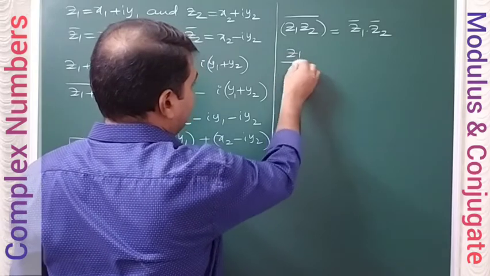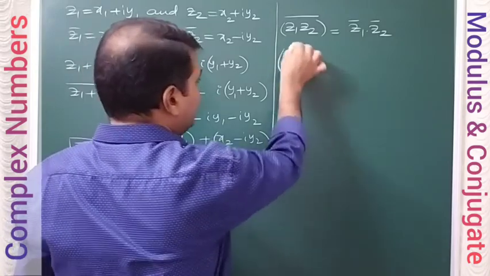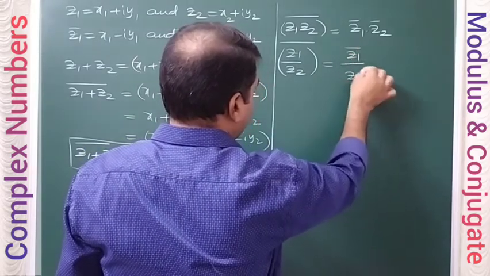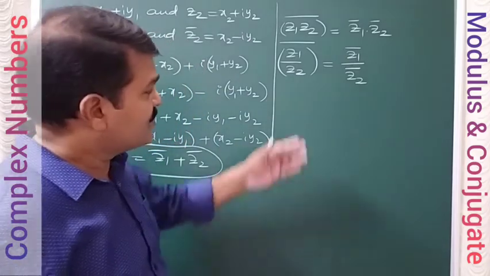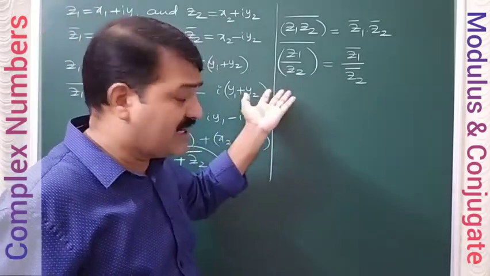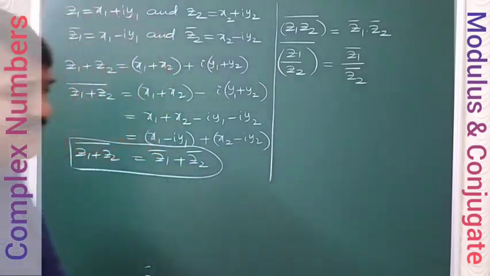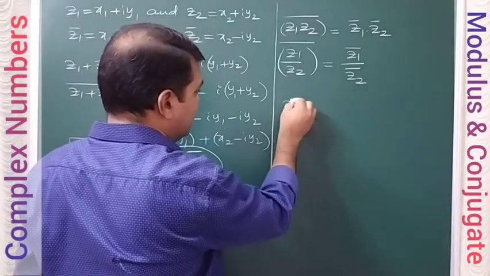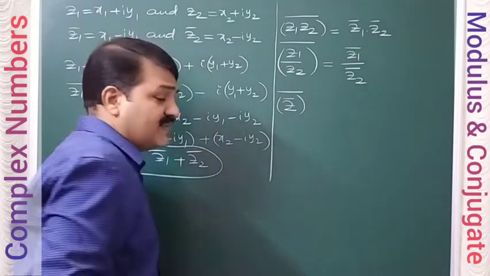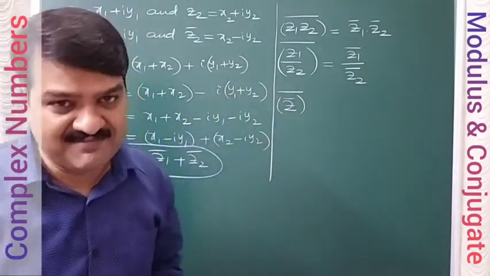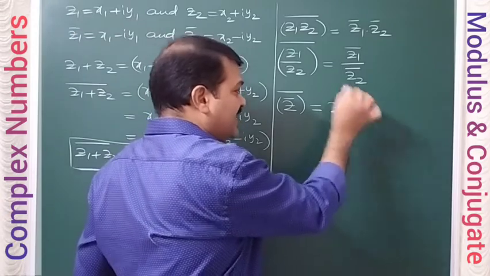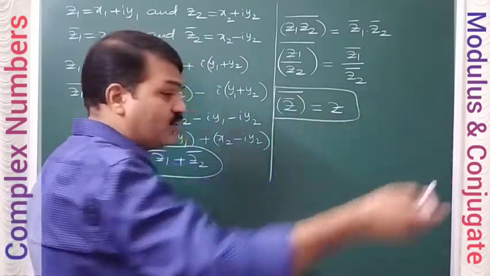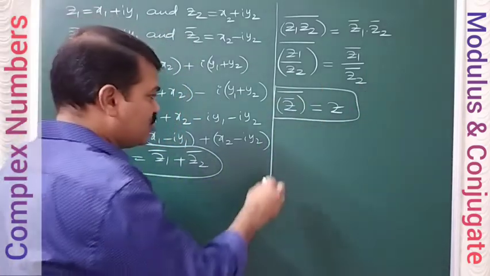So next, for example, if you have (z1 by z2) whole bar, you can separate conjugate for numerator and denominator like this. Of course, denominator must not be 0. When you are writing the formula, of course, denominator should not be 0 here, so no need to mention separately. Next, let us discuss what is z bar whole bar. It means you are taking conjugate 2 times for z. This will be z only. So if you take conjugate 2 times for a complex number, it is going to be the original complex number only. I'll show you how.